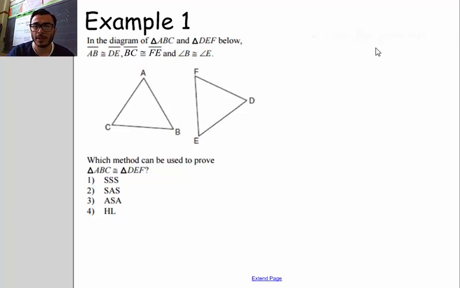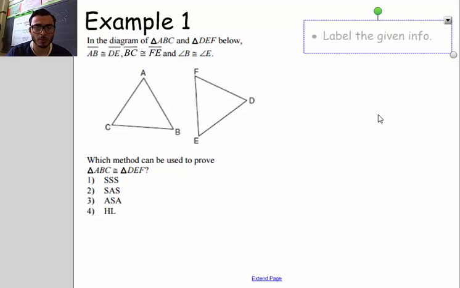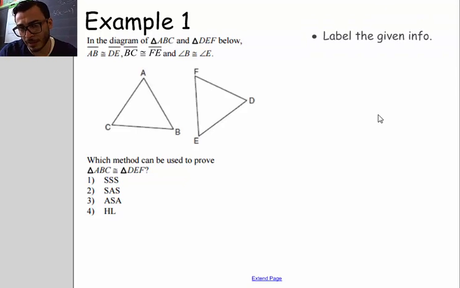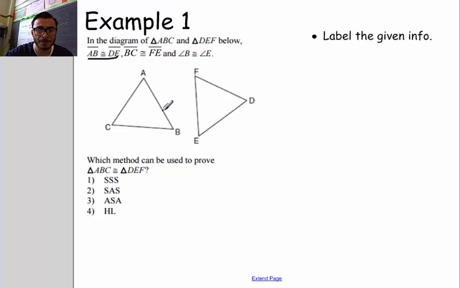So we want to begin by labeling the given information. Always start these types of questions that way. What we are given is that side AB is congruent to side DE, and that means they're both the same length. And we indicate that by putting a tick mark on AB and a tick mark on DE.